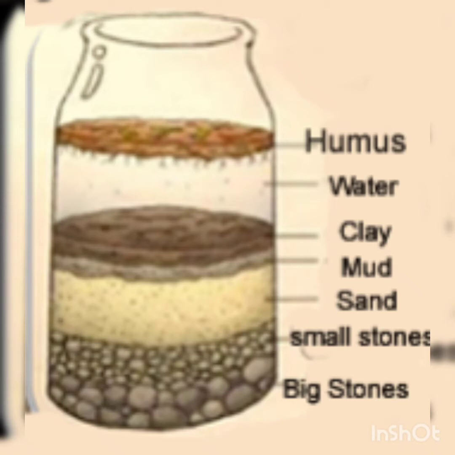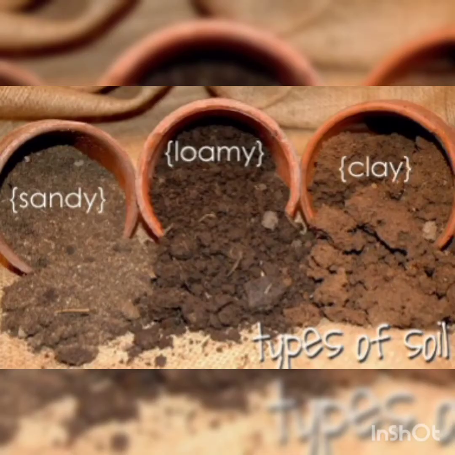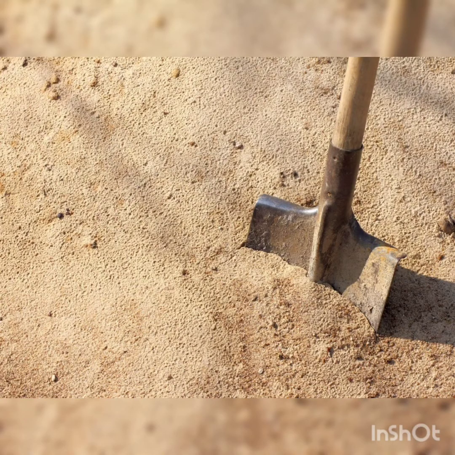Next we are going to discuss different types of soil. Mainly we can divide the types of soil into three: sandy soil, loamy soil and clay soil. Sandy soil: when we hold a little bit of soil between our thumb and forefinger, we can feel it is rough. That means there is a lot of sand in it. That soil is known as sandy soil.